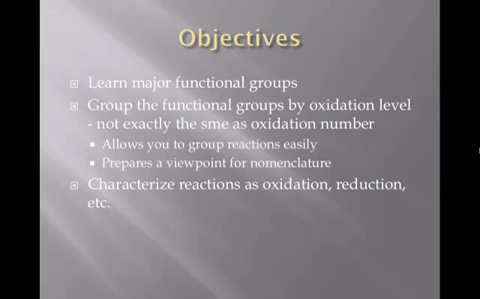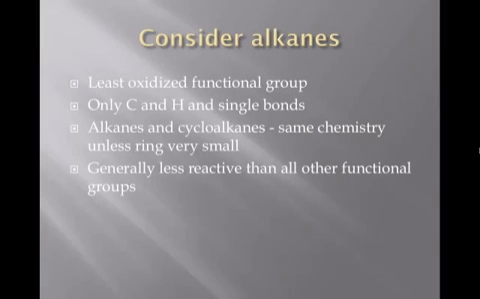This is going to allow you to group reactions easily, so we'll not only group functional groups, but we'll be grouping types of reaction, and it is also going to give you a viewpoint that's going to help in nomenclature. Finally, we'll want to be able to characterize reactions as oxidation, reduction, or neither. Let's start off by considering the alkanes. That's the least oxidized functional group, has only carbon and hydrogen single bonds.